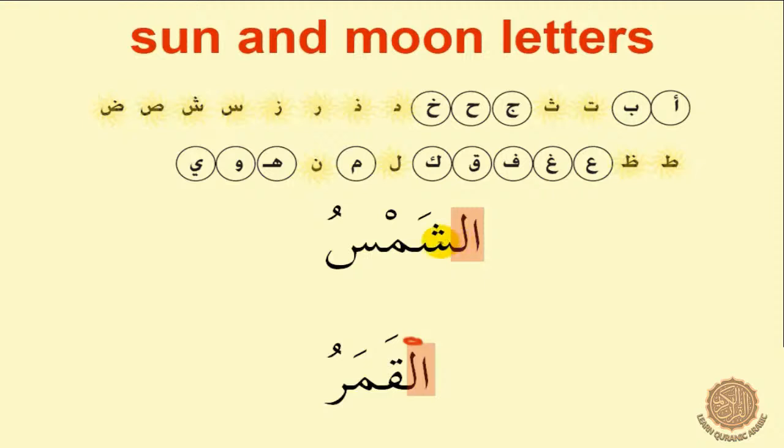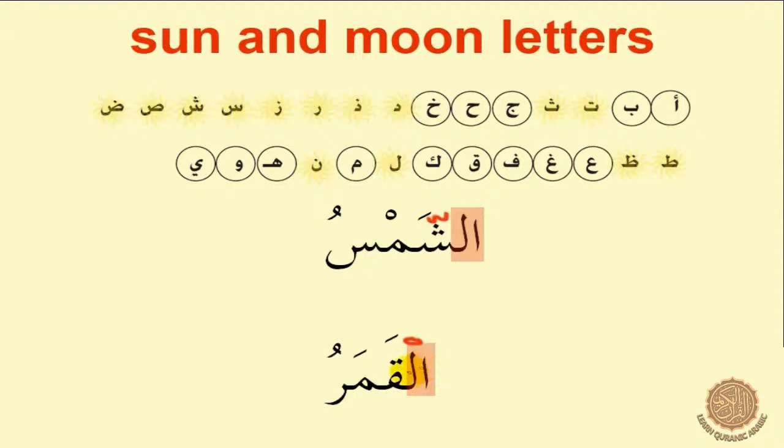The actual points of articulation of the lam and the sheen are very close to each other. And because they're very close, what happens is this lam is not pronounced. And what happens instead is the lam is pronounced as a sheen. So there's actually a shadda here. So it's Ash-Shams, not al-shams. Because notice when you say al-shams, it's not smooth. Rather than ash-shams, which flows and is nicer to hear.